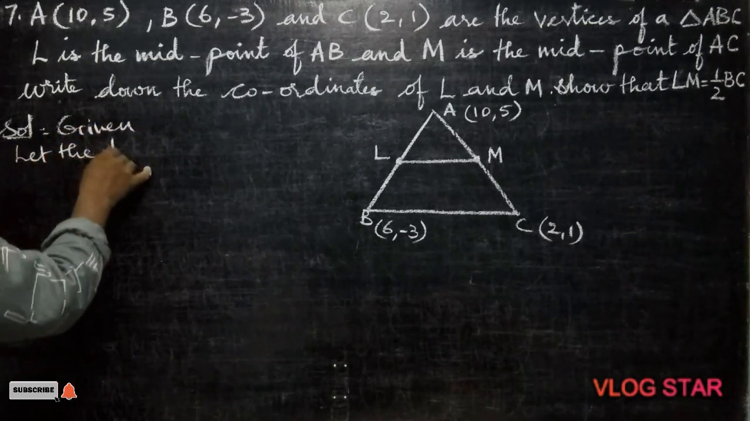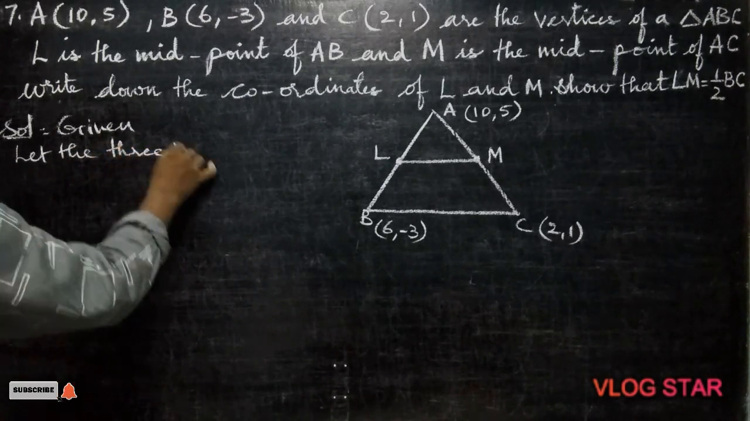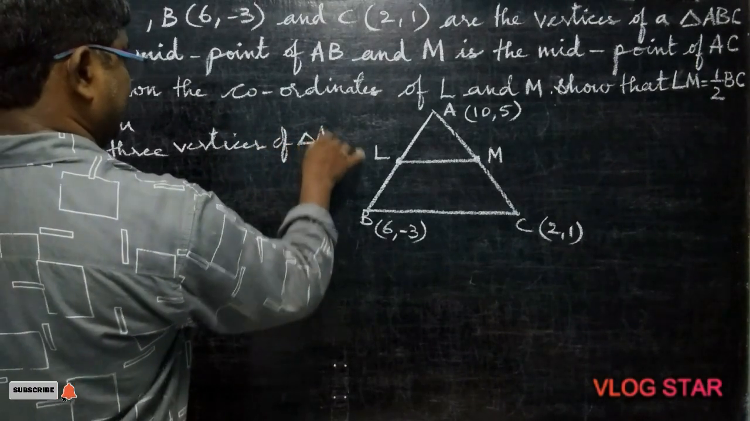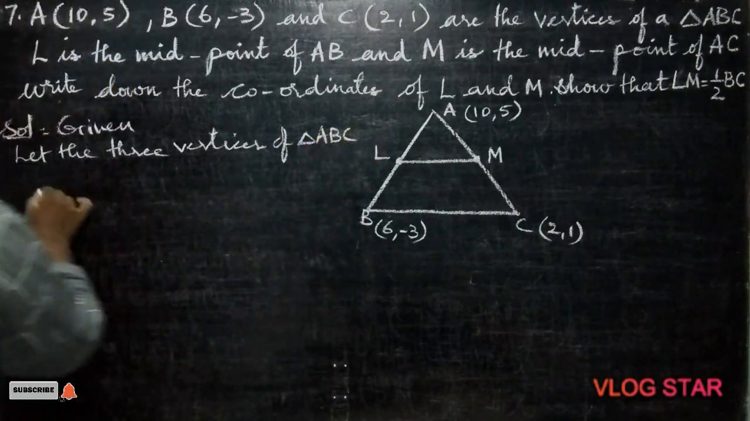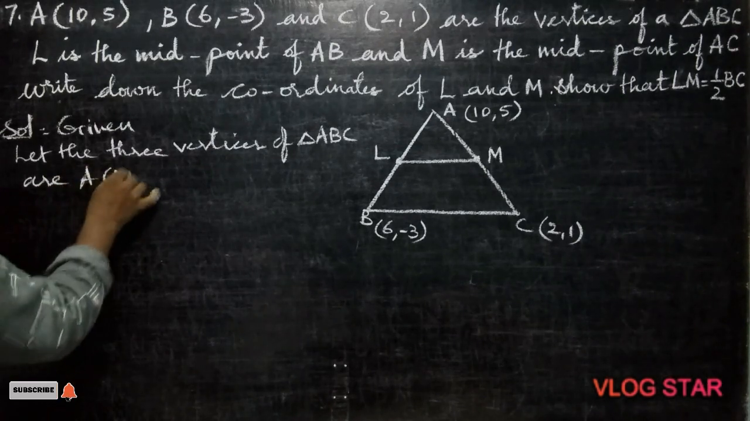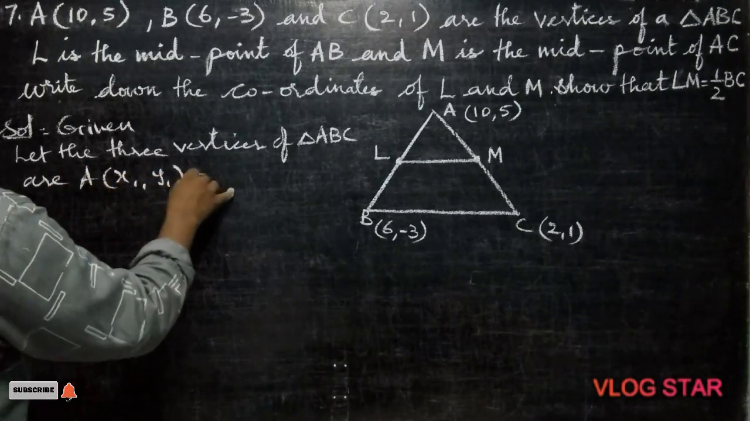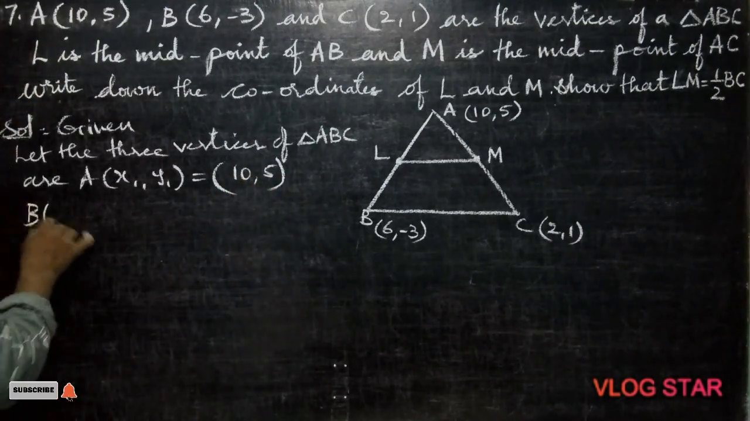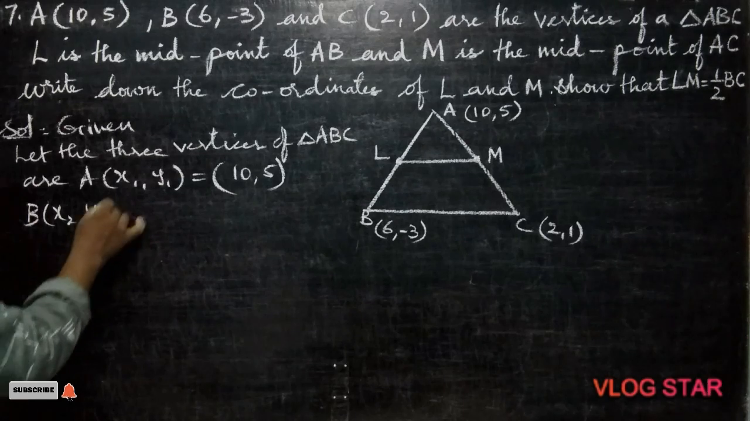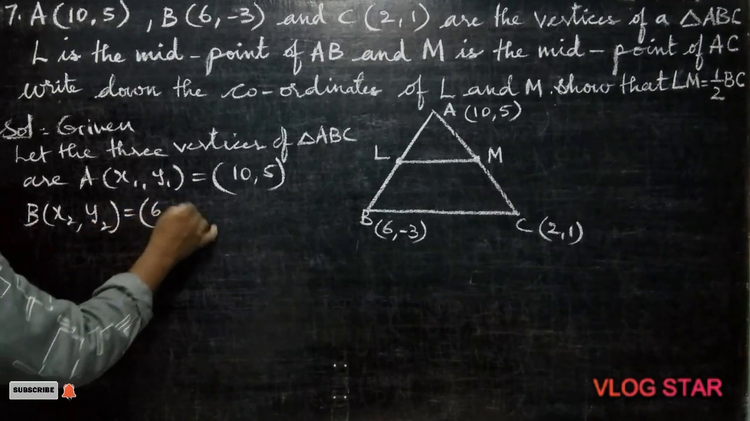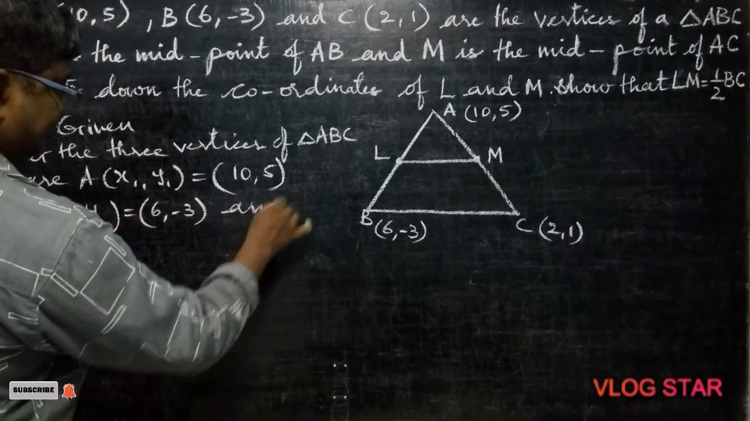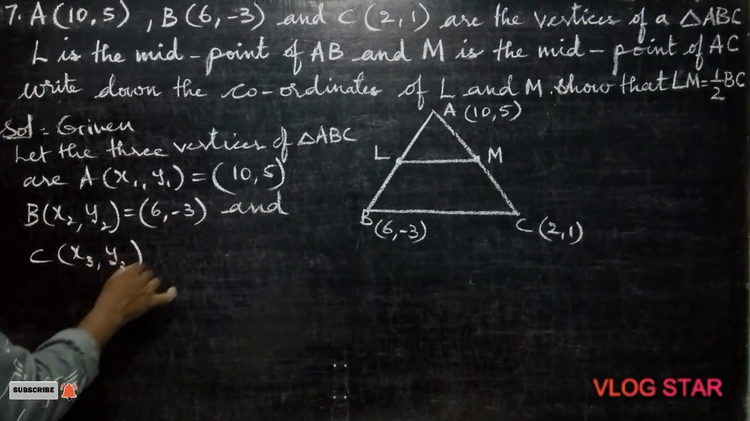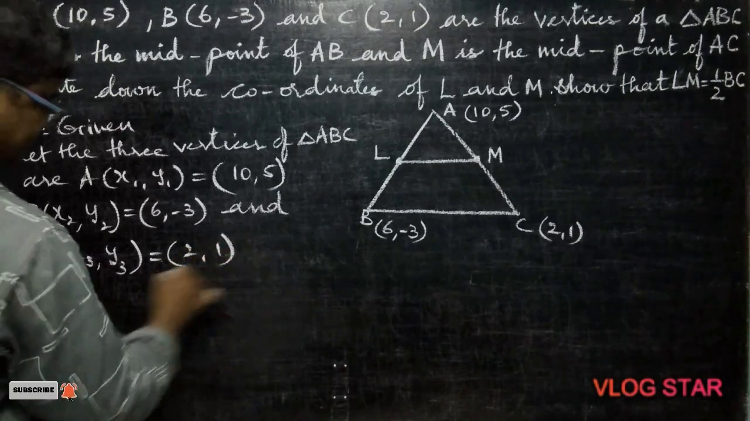Let the three vertices of triangle ABC be A (x1, y1) = (10, 5), B (x2, y2) = (6, -3), and C (x3, y3) = (2, 1).